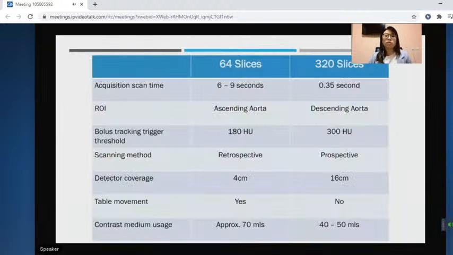When we moved from 64 slices to 320 slices, the acquisition time is definitely reduced by a lot. And we can put our ROI, instead of in the ascending aorta, at the descending aorta because it's fast enough to catch. The bolus tracking threshold, we can set at the coronary enhancement threshold at 300 HU. Most of the scans, you can use prospective. With the coverage at 16 cm, no table movement is needed, and the contrast use is lesser.